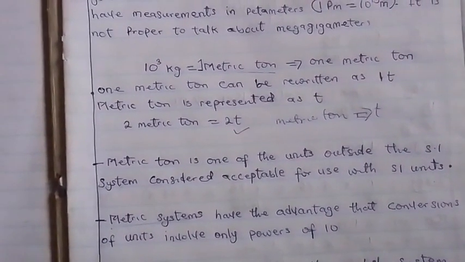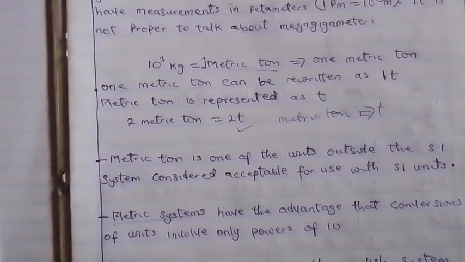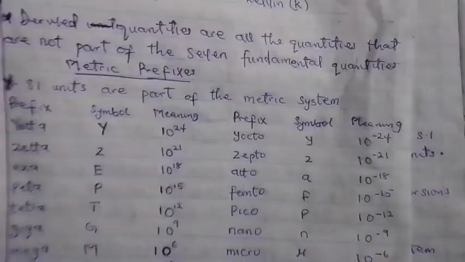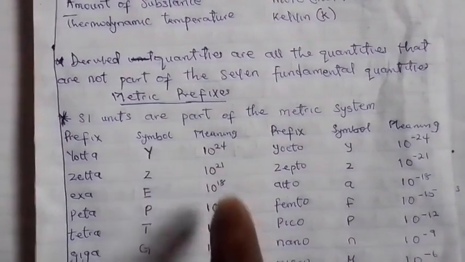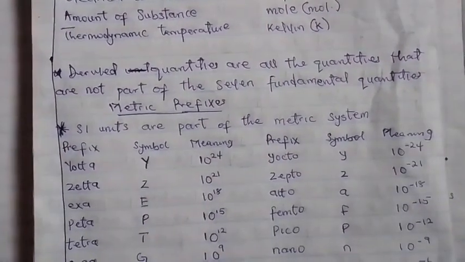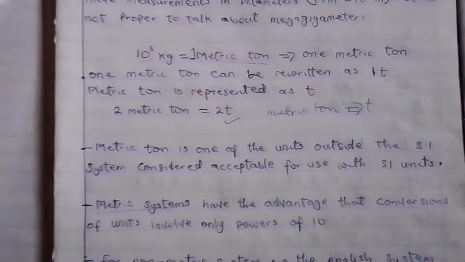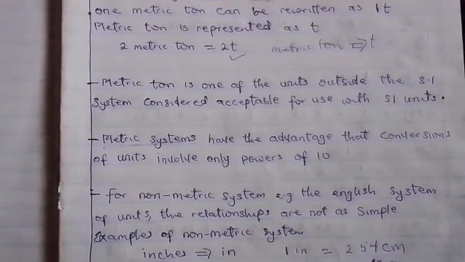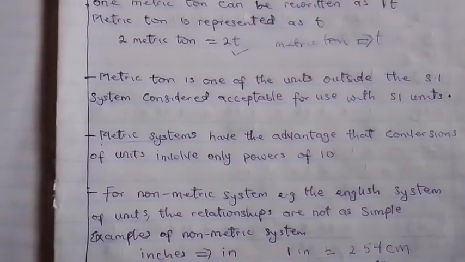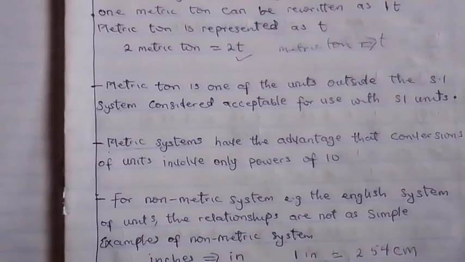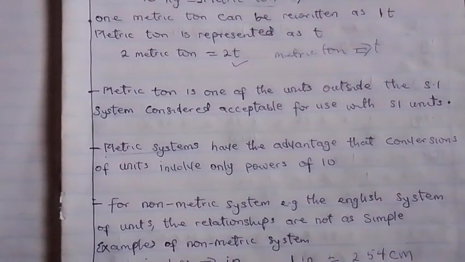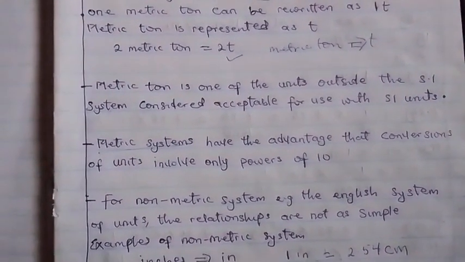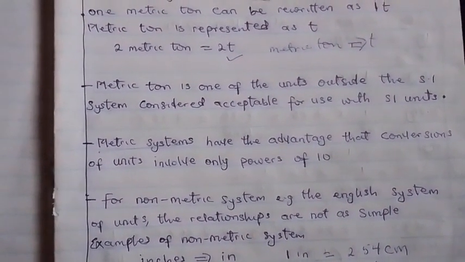Now, the metric system has the advantage that conversion of units involves only powers of 10. You can see the conversion of units are in powers of tens. That's one advantage of the metric system, and because they are in powers of 10, it makes it easy for people to remember. But we also have some other units that are not metric system, so we call them non-metric system, e.g. the English system.